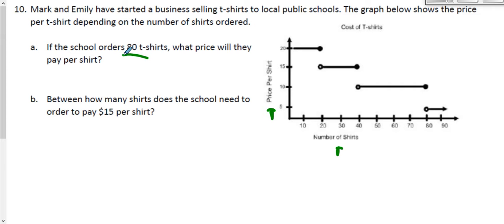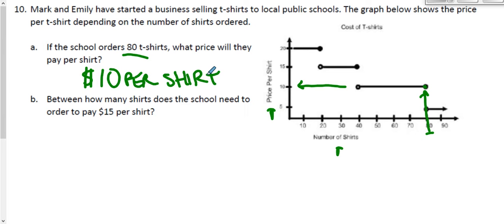So I have to go over here to 80 on my graph, and I have to try and figure out where my output is. I want to figure out which function inside this step function cares about the number 80. The first graph I seem to hit is this one all the way to the right, but that's an open circle. So I can't actually get to the number 80 in that portion, which means I'm going to go straight through it, and I'm going to keep looking to see where I hit. And I actually hit at that dot right there, which tells me my price per shirt is 10. This is $10 per shirt. So if I order 80 shirts, I will be paying $10 per shirt.